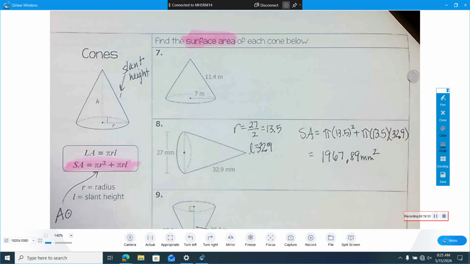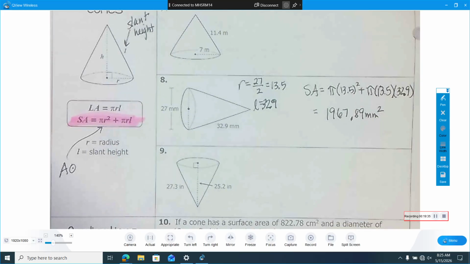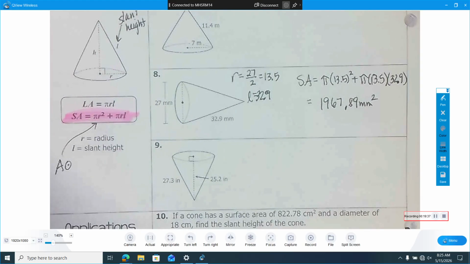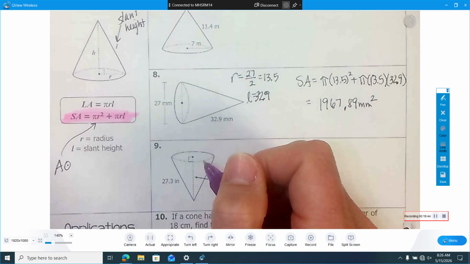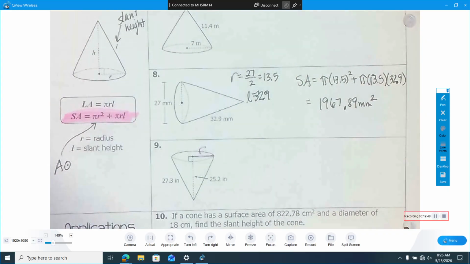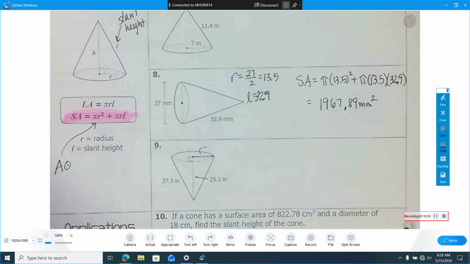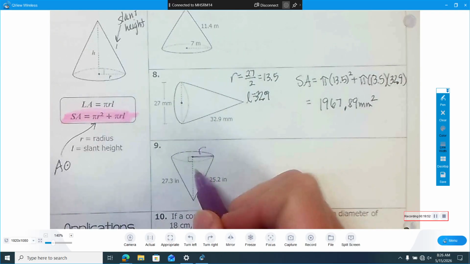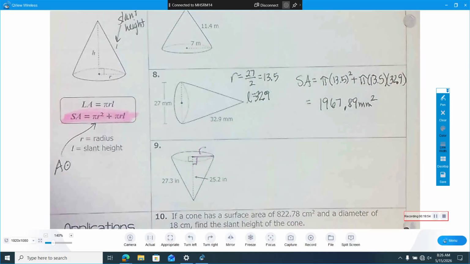All right. Ooh, we have to do a number 9. Pythagorean theorem. Why do we need to do the Pythagorean theorem? We need to find the radius. We need the radius. So yes, we needed to do the Pythagorean theorem, again, we have a right triangle here.